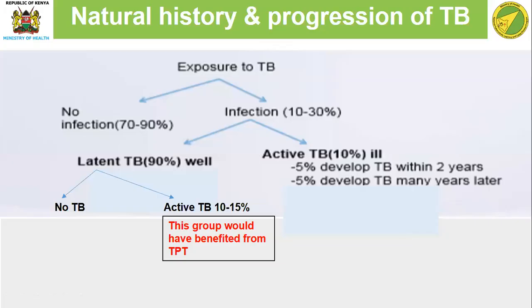Natural history of progression, I think this is maybe common knowledge to all of us, but what happens when you are exposed? A big proportion will not develop any infection, but about 10 to 30% will get the infection. That's why we're saying 1/3 of the world is likely to have a latent TB infection. But from this, there are those that will straight away go ahead and develop active TB, 10%. But a majority will stay in latent period for some time, and 10 to 15% are likely to progress to TB within 5 years after exposure. And this is the group that will have benefited from TPT, and that's why we are doing this.